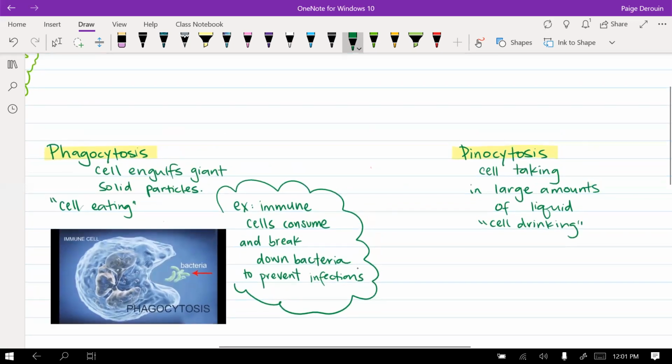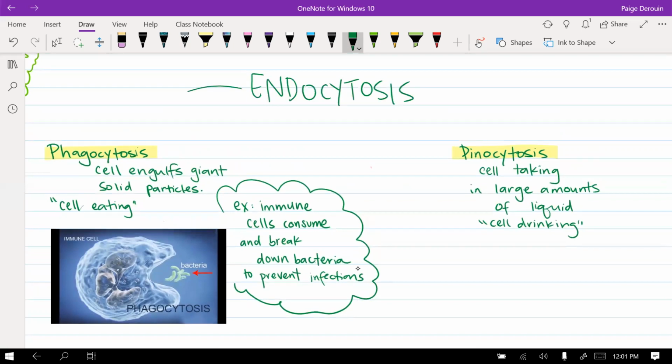And both of these together are types of endocytosis. So they both would be considered active transport, things going into the cell. Anyone have questions so far? Okay, cool. So then the only other thing we have to talk about related to this is the opposite, which is exocytosis, exiting.